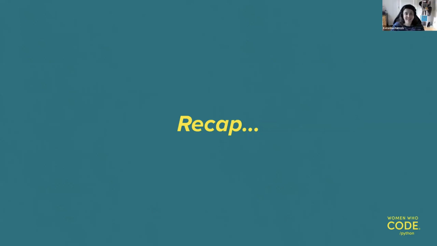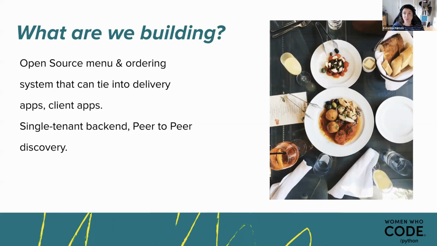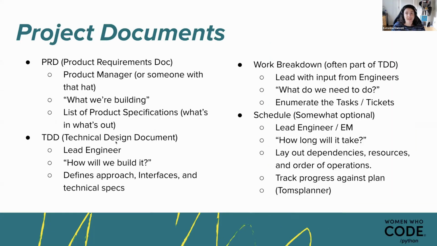All righty. So I'm going to recap a little bit what we've done so far. So what are we building? We're building an open source menu and ordering system that can tie into delivery apps and client apps. This is going to be a single tenant backend, potentially with peer-to-peer discovery. And we've created a number of project documents so far.